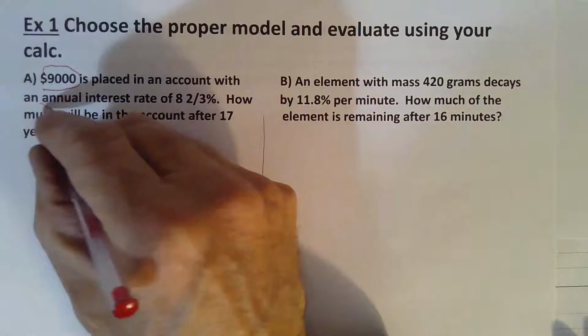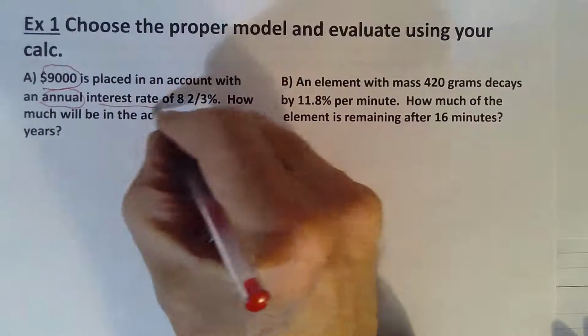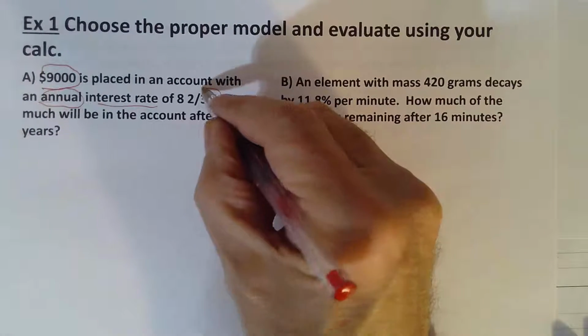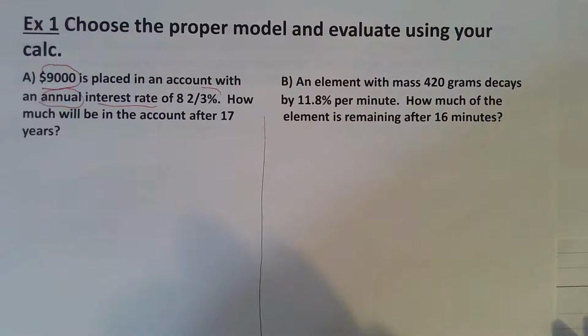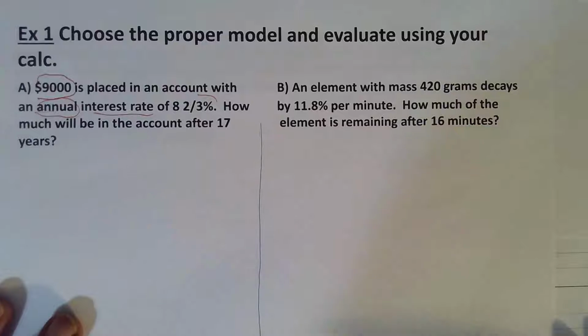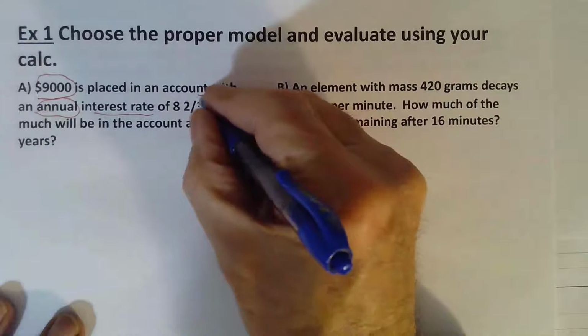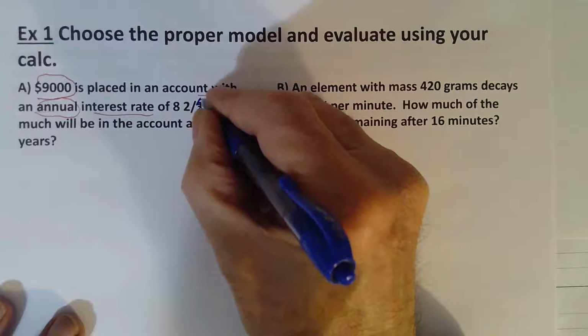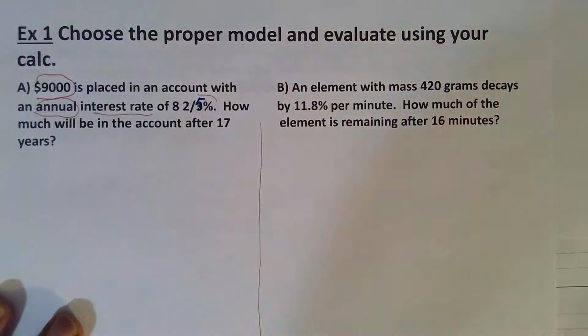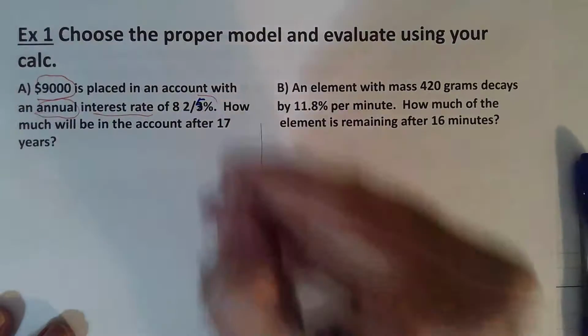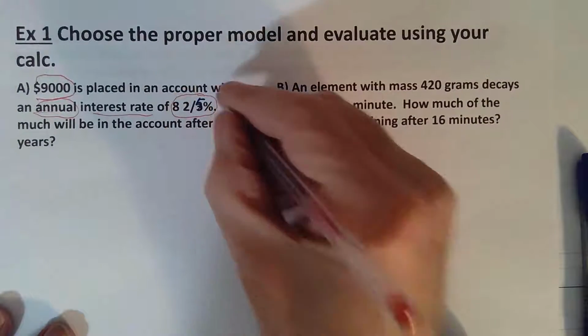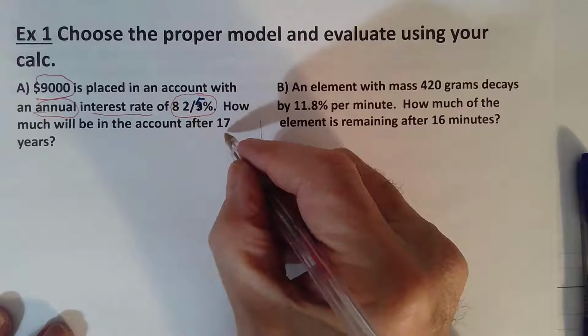With an annual, so they tell you an annual interest rate's important, of 8 2/3%. Now let's make sure that I change this because I don't think it's 2/3. Let me look and see. Let me look at my old materials. No, it's 8 2/5%. So let's change that. So this is 8 2/5%. Okay? And they want to know how much will be in the account after 17 years.